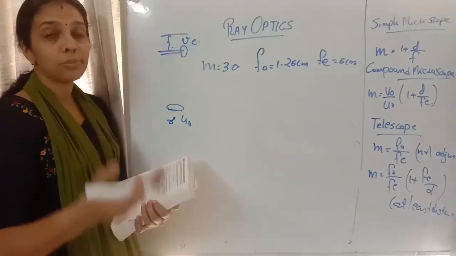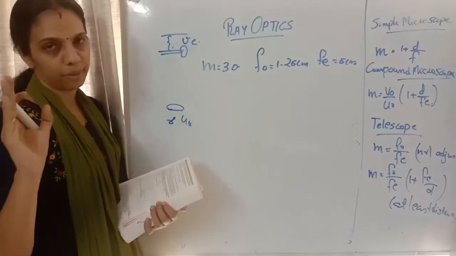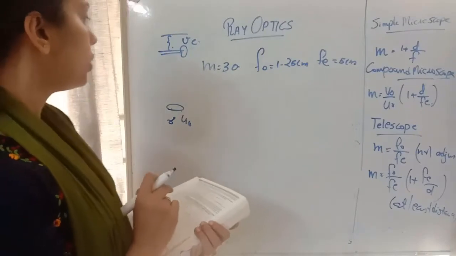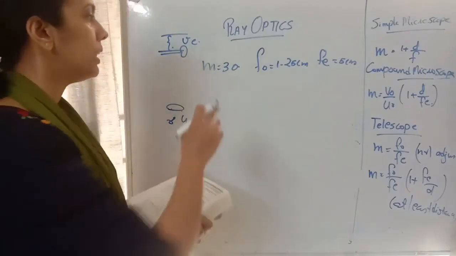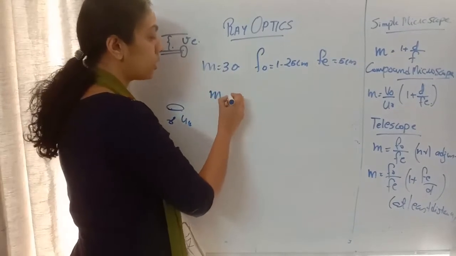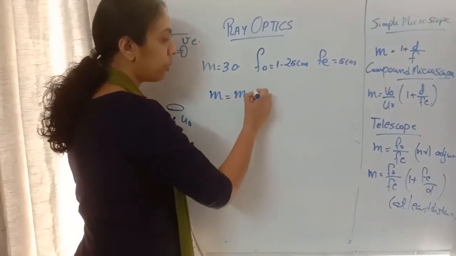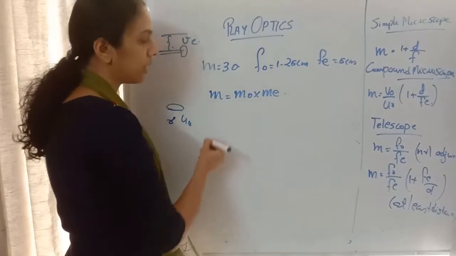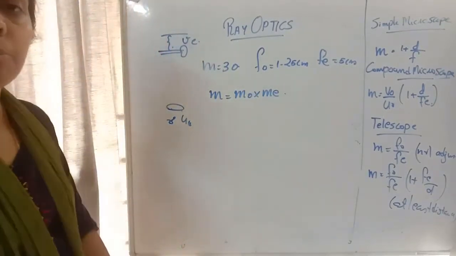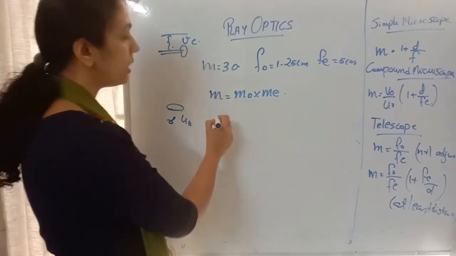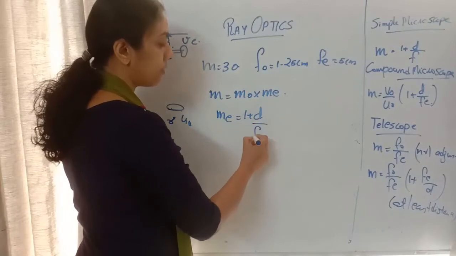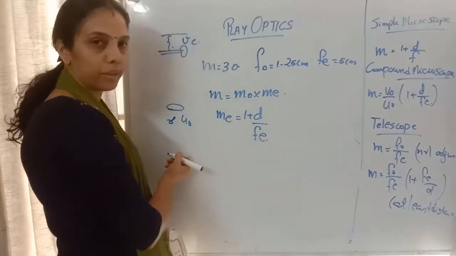So what adjustment should we make to get a clear image? That is the question, right? So here we are going to find out the values of UO and VE. These values are given. How can we find them out? First our aim is to find out the magnification. M is equal to MO into ME. So how can we find out either MO or ME? We find out ME; we know ME equals 1 plus D by FE. This is the formula for finding ME, right?